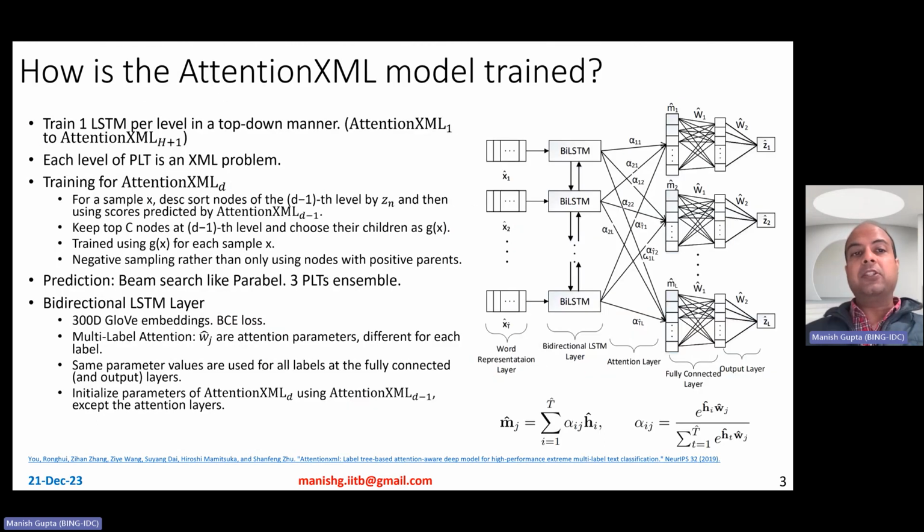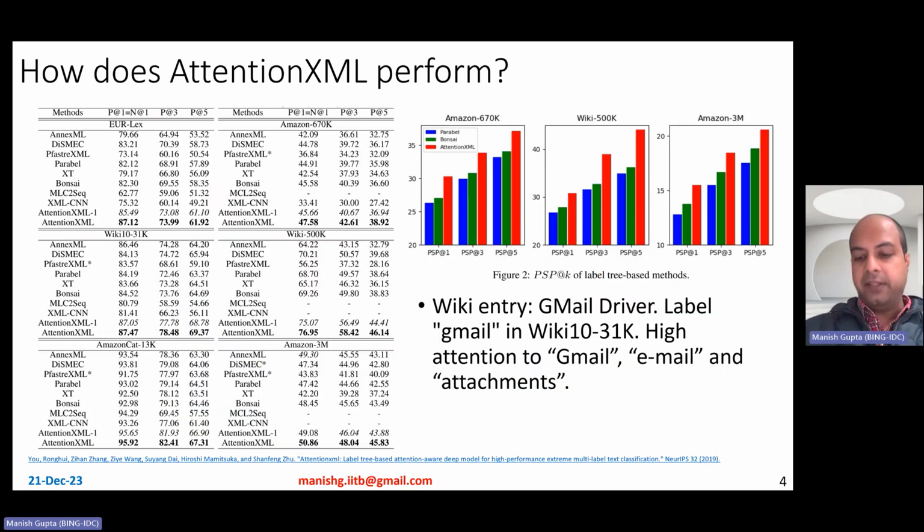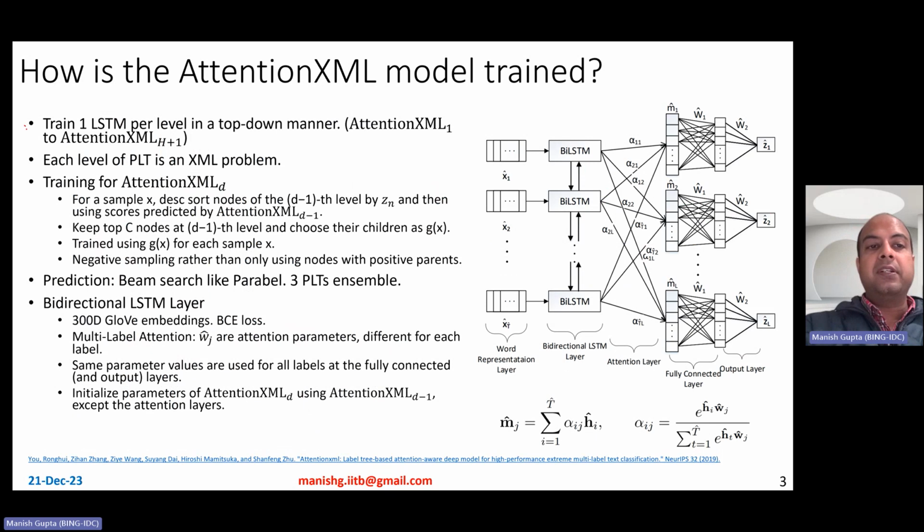given. Next, let me talk about how this AttentionXML model is trained. So we have the probabilistic label tree already created. Now we need to know how the BiLSTMs fit in and so on. Okay, so you train one LSTM. So remember, in Parabel, we used to have these internal and leaf node classifiers. That is the same thing that you want to train in AttentionXML as well. So you are going to train one BiLSTM per level in a top-down manner.